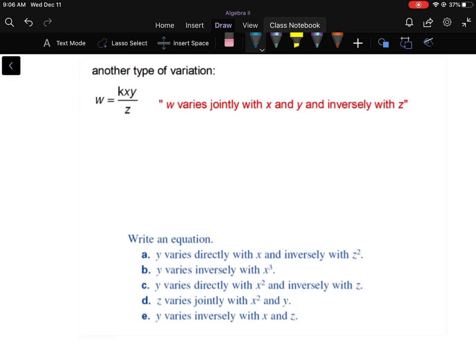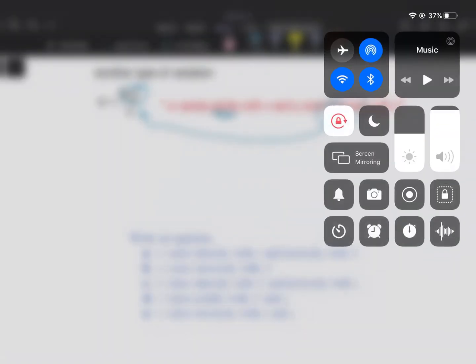You can combine multiple variations, so we went through a whole lot of it. W is equal to kxy over z. So what's happening here is this jointly is the double multiplication, and this inversely is the dividing by z. So just know that you can put multiple of these together and come up with various different equations.